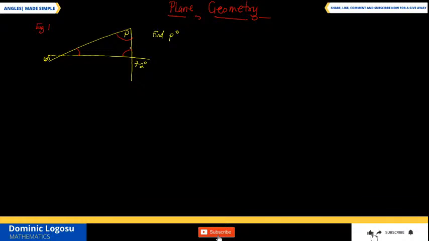Now we all know what plane geometry is and some of its rules. Some of them are vertically opposite, corresponding, co-interior, alternate, supplementary angles, complementary angles, and all that. But when we look at this closely, we realize that we'll need this angle, so I'll name that angle B, and then we'll need this angle, I'll name it A.